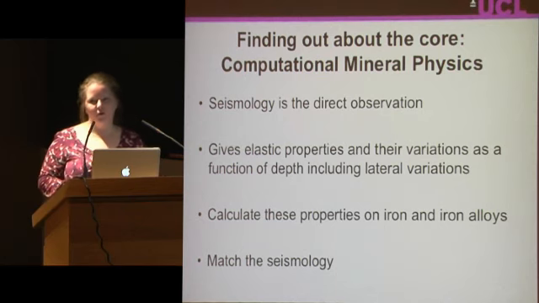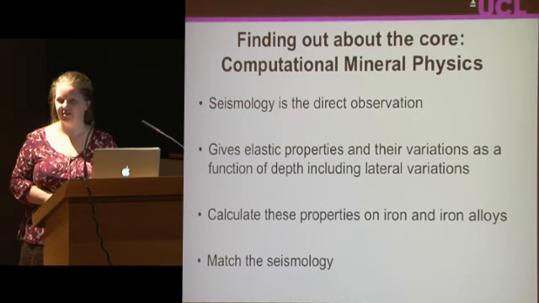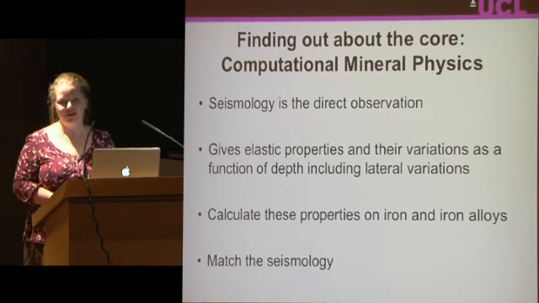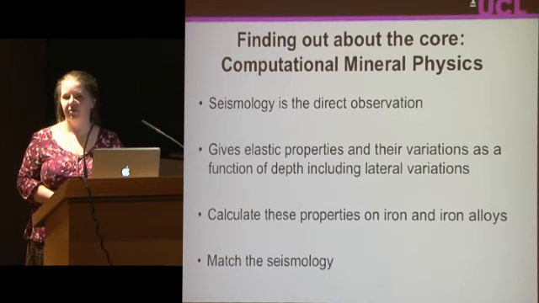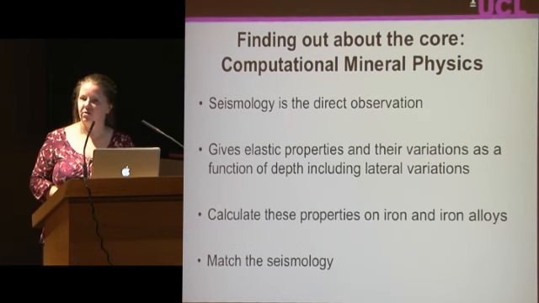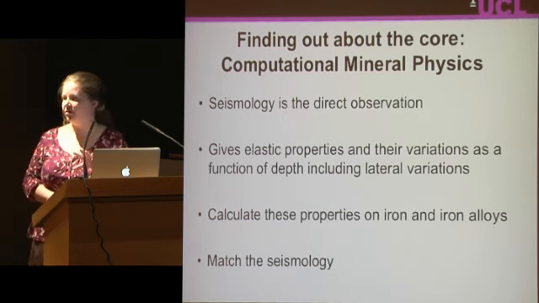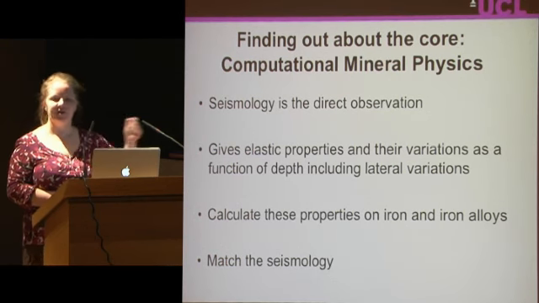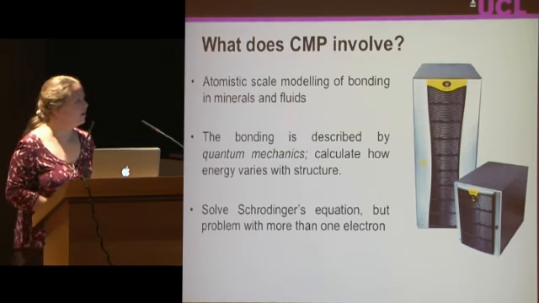So, finding out about the core with ab initio calculations. Seismology is the observation. That's what we have. That's what we have to match. And from seismology, you get all the elastic properties, and in particular from VP and VS, you can relate those back to the elastic constants. So we can calculate these properties on crystalline iron and iron alloys, and then go through a range of compositions and wait until we find one that matches the seismology and then go, oh, that's the one, because we've matched the seismology. If only it was so easy.